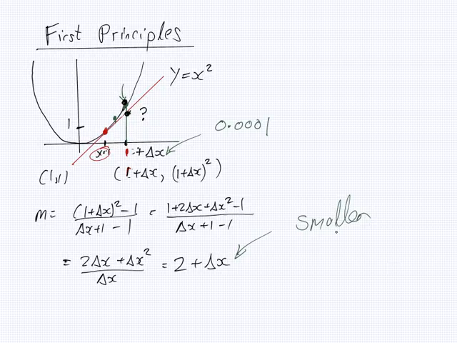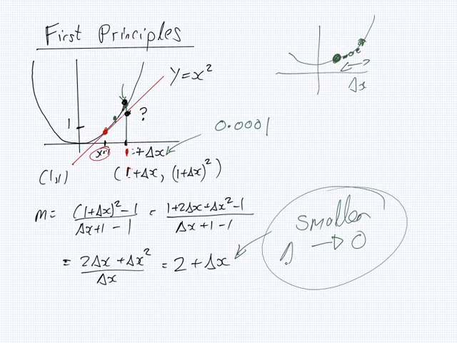What would happen if I made this go all the way to 0? How many points would I have now on the curve? It would become 1 point, because if I made the delta x smaller, this point would move closer and closer until eventually the 2 points became 1 point. So now it's no longer a secant, but it's become a tangent.